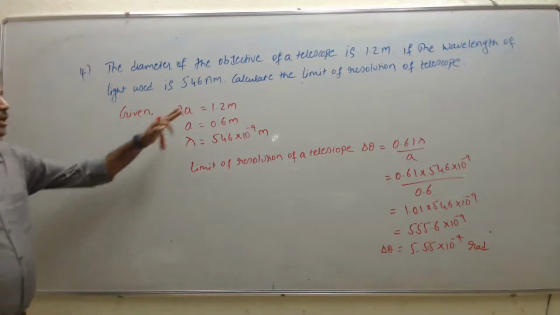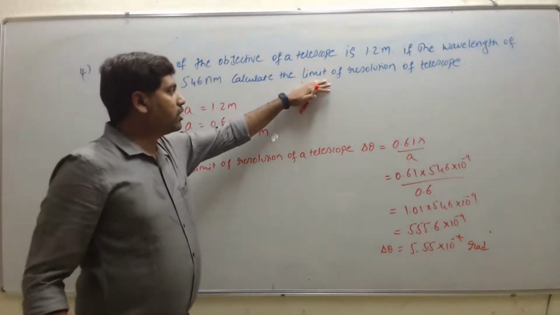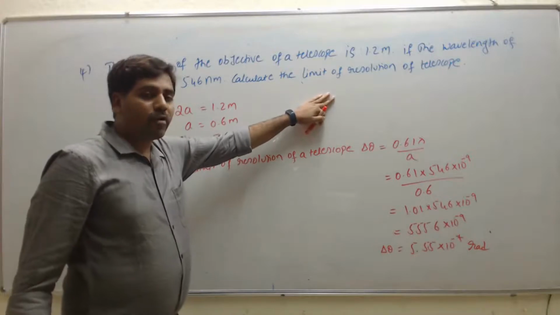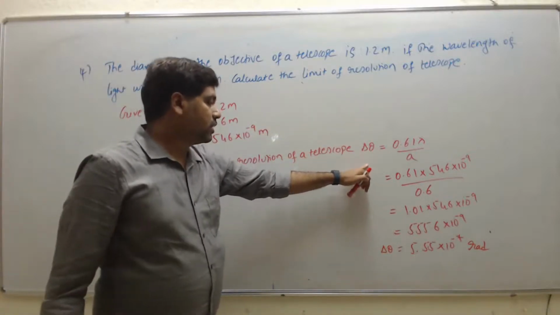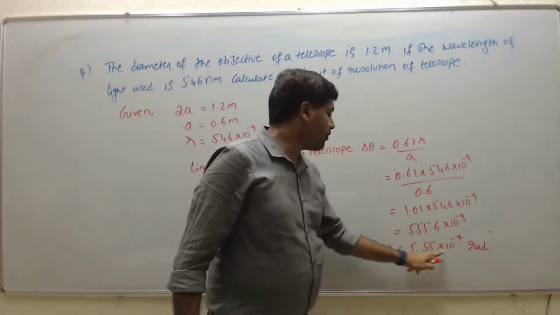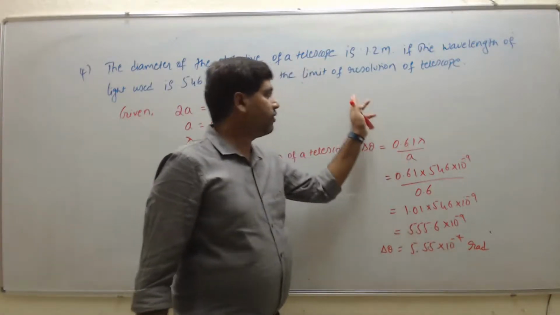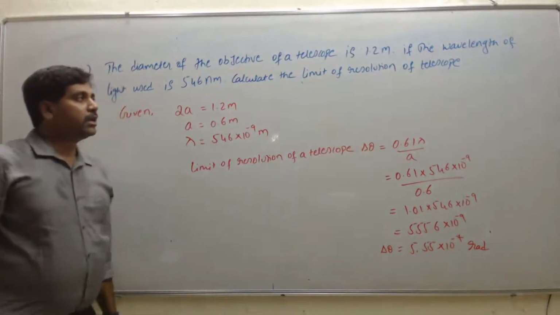In this question, if they ask further for the resolving power, the resolving power of the telescope equals 1 divided by delta theta, then 1 divided by 5.55 into 10 to the power of minus 7, and then we get the resolving power of the telescope.